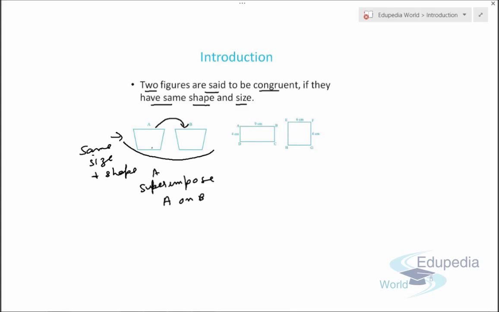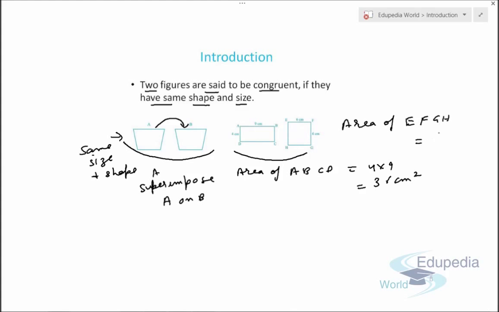Now if these two figures are congruent, then they must have equal areas. So this is how congruency helps us recognize whether two shapes have equal area or not. Now let's see these two figures. The area of ABCD will be 4 into 9, which is 36 centimeter square. And the area of EFGH is 6 into 6, which is 36 centimeter square.